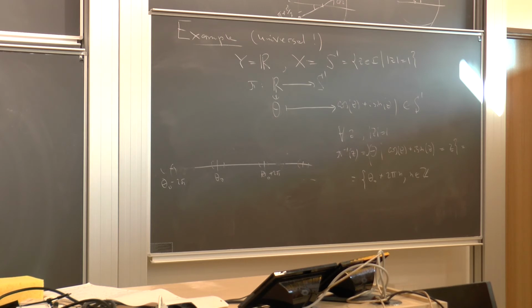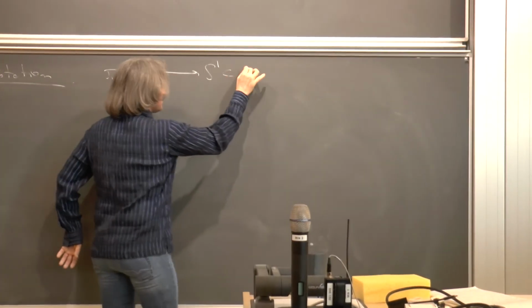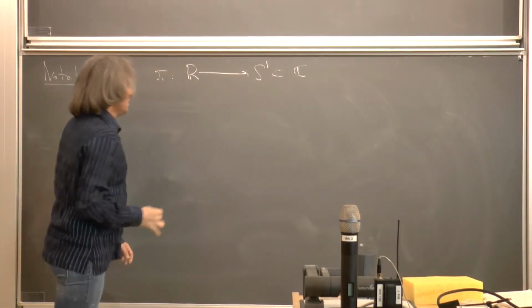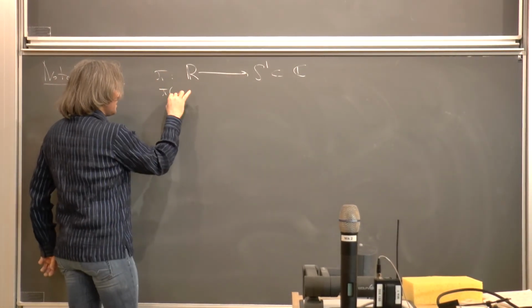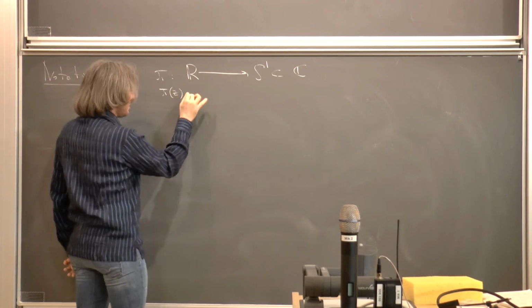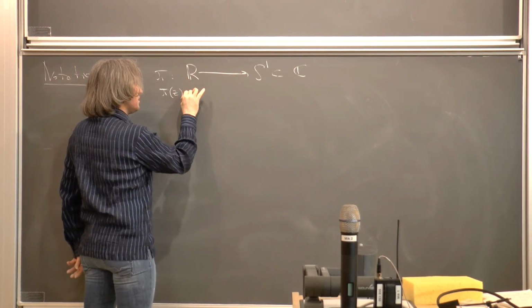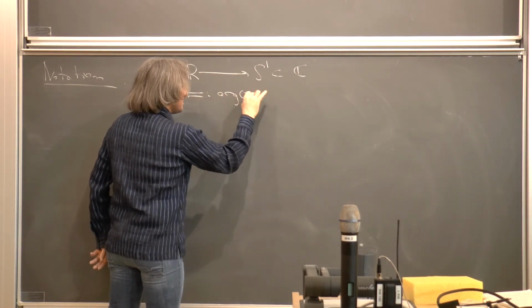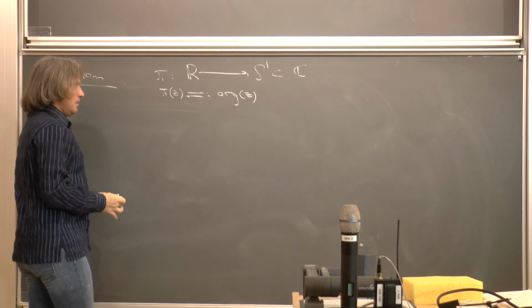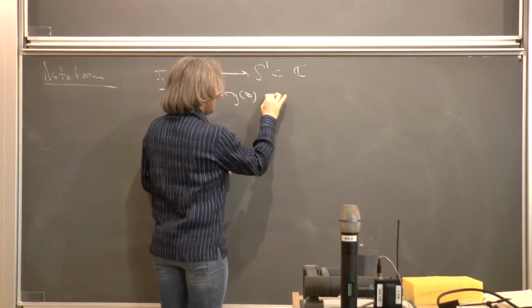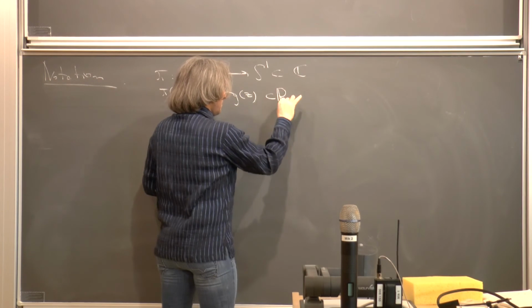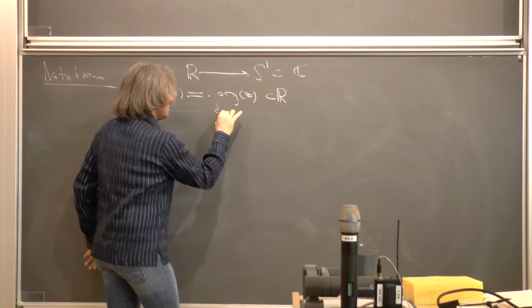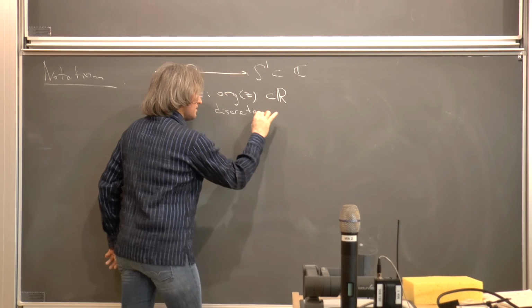for this particular covering, pi from R to S1, which is a subset in complex numbers, the preimage of a given point has a name. It's called the small argument of the point z. And it's a subset in the real line. It's a discrete subset.